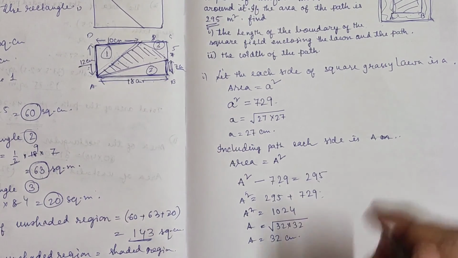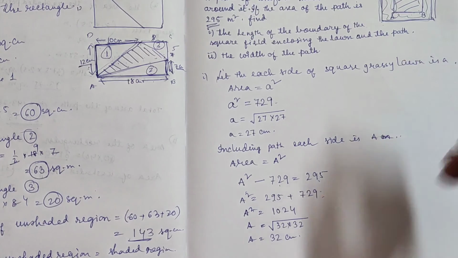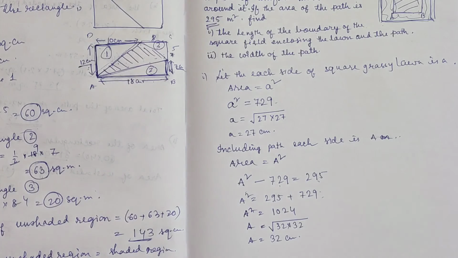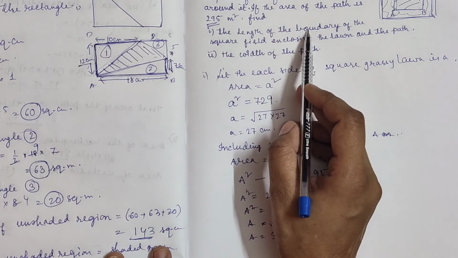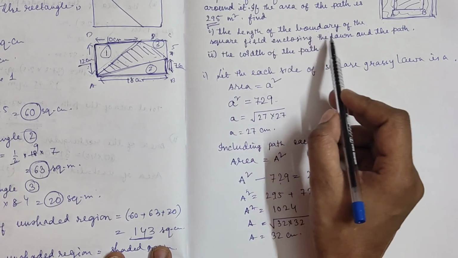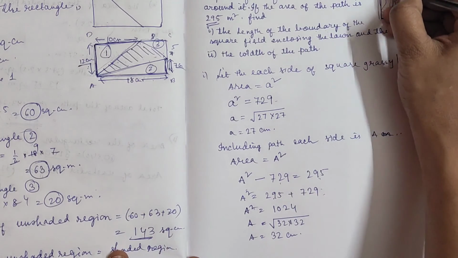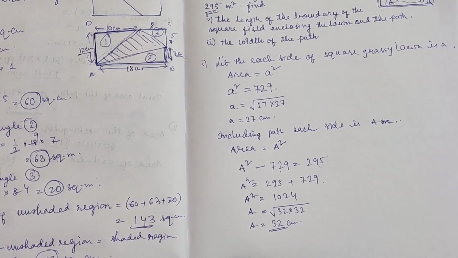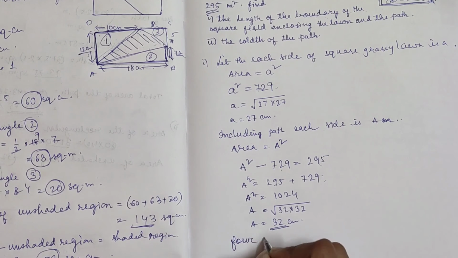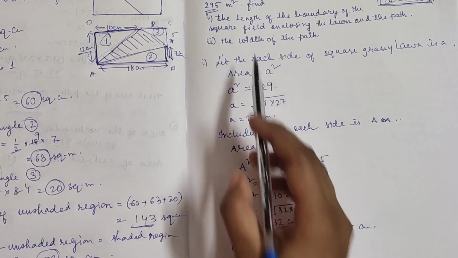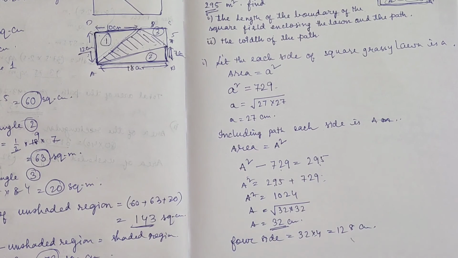Now we have got the measurement of each side including the path, that is 32 centimeter. In the first question, it is given to find the length of the boundary of the square field enclosing the lawn and the path. So boundary means the 4 sides added together. If each side measures 32 centimeter, 4 sides will be how much? 32 into 4. 4 2s are 8, 3 4s are 12, 128 centimeter. So the length of the boundary will be 128 centimeter.